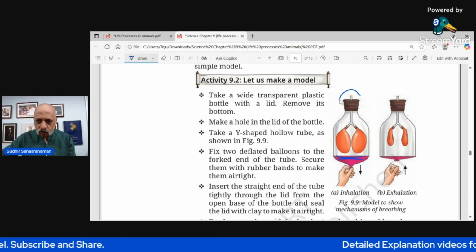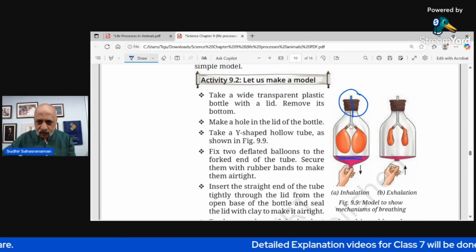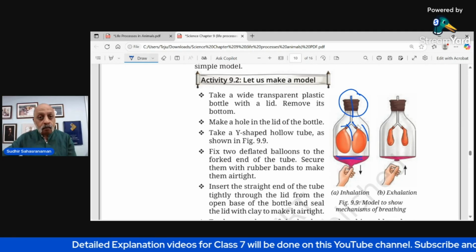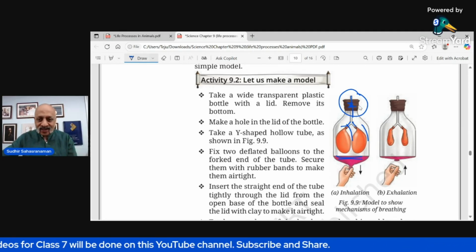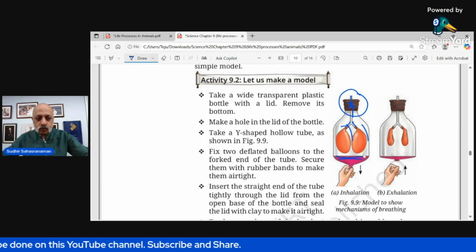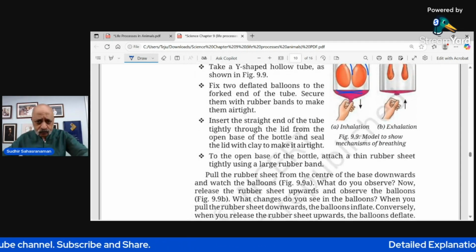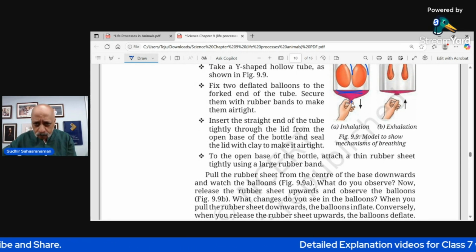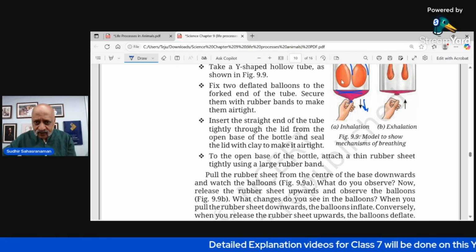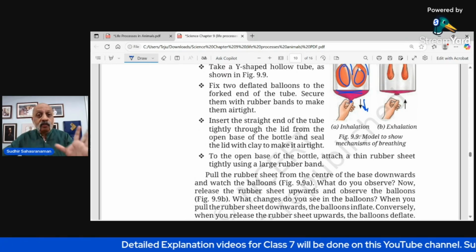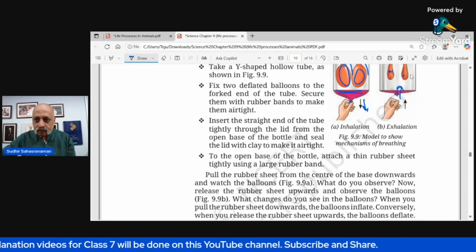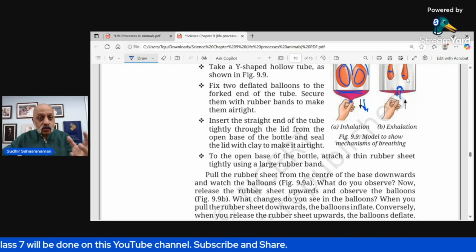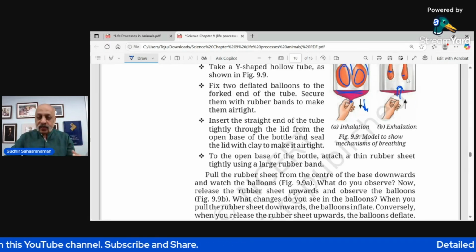Okay, then you put in a Y-shaped thing with two branches, and here you put something which can inflate like a balloon. You close this with any kind of material. Now, the experiment is that when you pull the thing outwards, these two balloons inflate. But when you put it back, they become deflated. They have no air.